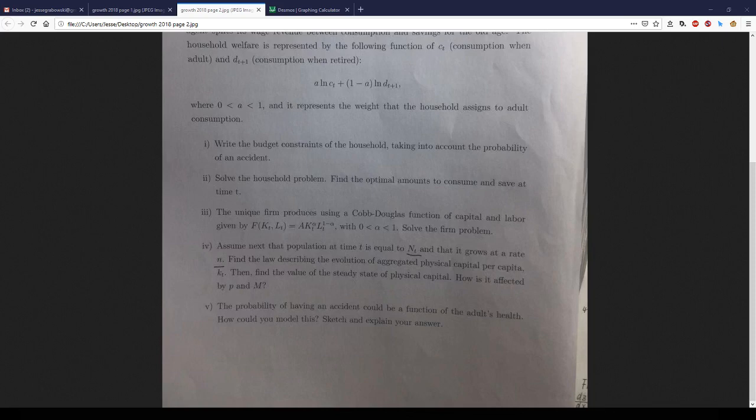All right, guys, we're doing the final 2018 question number 4. We are asked to basically find k_{t+1}. We're asked to find the law of motion of per capita capital. And we're also told the population grows at rate n. So let's do it.